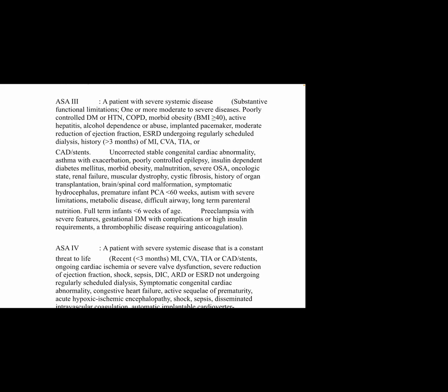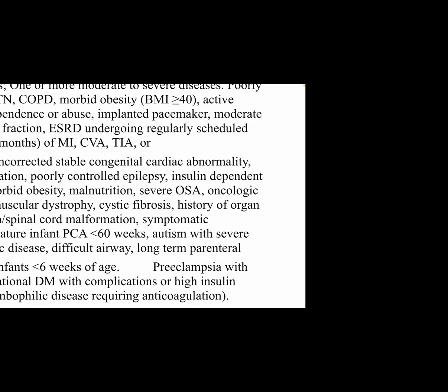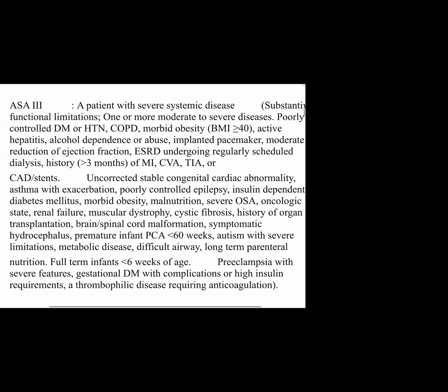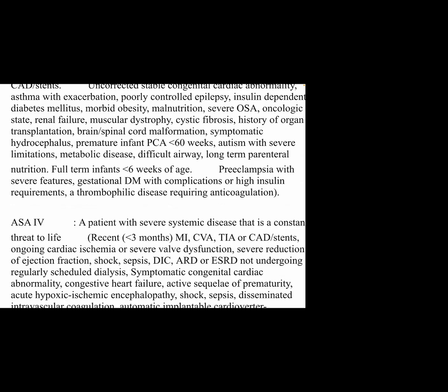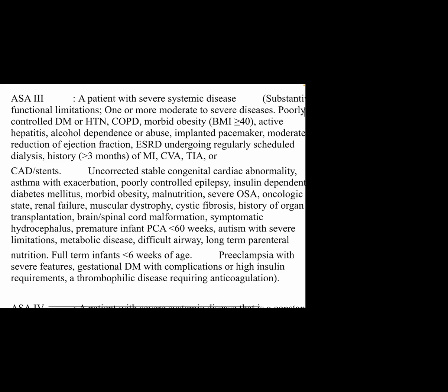cardiac abnormality, asthma with exacerbation, poorly controlled epilepsy, insulin-dependent diabetes mellitus, morbid obesity, malnutrition, severe OSA, oncological state, renal failure, muscular dystrophy, cystic fibrosis, and likewise. And the important ones are preeclampsia with severe features, gestational diabetes mellitus with complications or high insulin requirement, a thrombophilic disease requiring anticoagulation. These all fall under the heading of ASA 3.